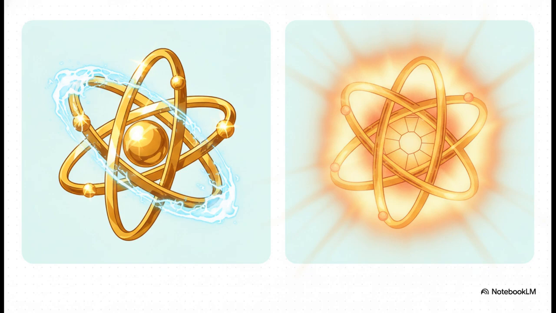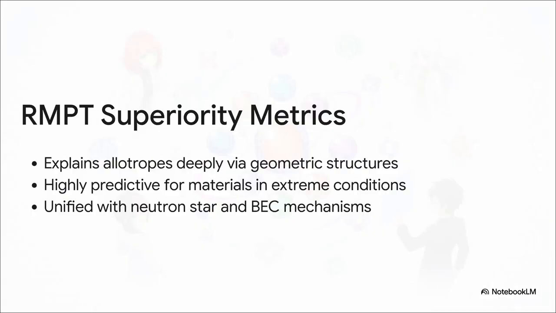So stepping back, the author argues this dynamic layer completion physics outperforms the traditional periodic table across a few key metrics. It explains allotropes far more deeply through pure geometry. It is highly predictive for materials under extreme conditions. And maybe most incredibly, this exact same layer stripping mechanism unifies with massive astrophysical phenomena, things like neutron stars and Bose-Einstein condensates. It literally offers cohesive physics stretching from the nanoscale all the way to the cosmos.